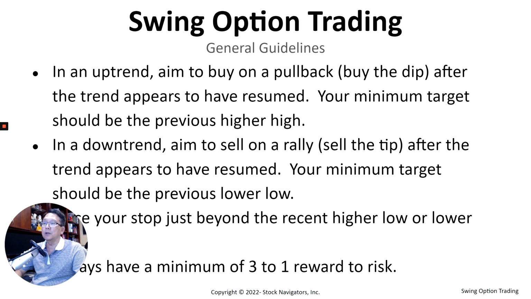In a downtrend, we aim to sell on the rally. It means that I call it sell at the tip after the trend appears to have resumed. So your minimum target should be the previous lower low. You can place your stop loss just below the recent higher low, or above the lower high. Then always have a minimum of 3-to-1 reward ratio.